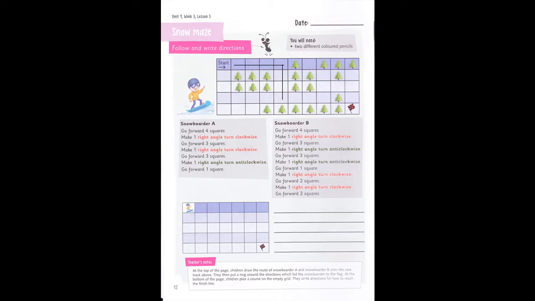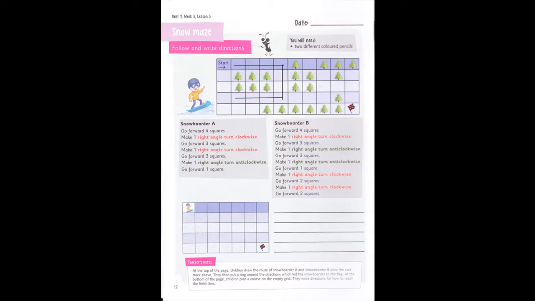Now, it's asking us to make 1 right angle turn clockwise. Now we're facing straight down. So which direction is clockwise? Remember the clock. Good. To make 1 right angle turn clockwise, we're going this way. Now, we're going to move forward 3 squares. 1, 2, 3. Okay?